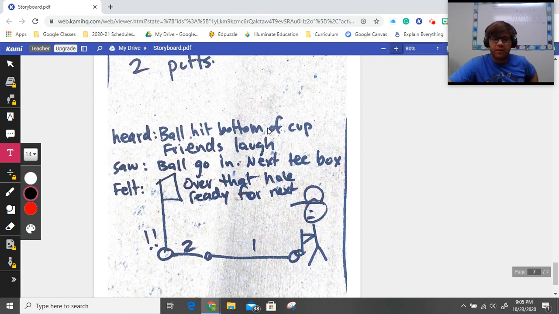What I heard was the ball hit the bottom of the cup. I heard my friends laugh, but not in a mean way, we all laughed about it. Jeez, what a rough hole after what I thought was a pretty good drive. I saw the ball go in. I also saw the next tee box.